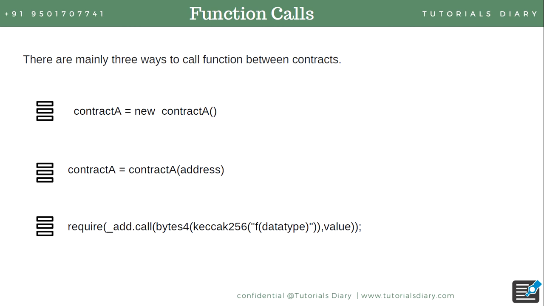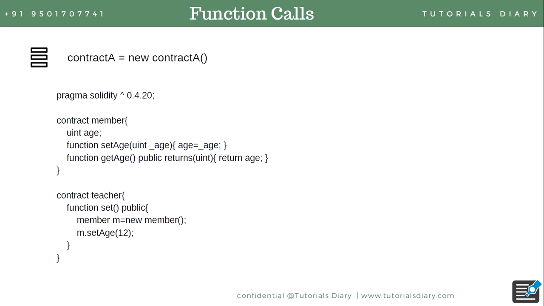First of all, we'll talk about the very first option, with a new keyword. What happens here? Like if you just see here, you have a contract member. In the member contract you have defined two functions, setAge and getAge. In setAge you are trying to set the age of the member, and in getAge you will return the age which you have set in the set function. So this is our member smart contract which we have defined.